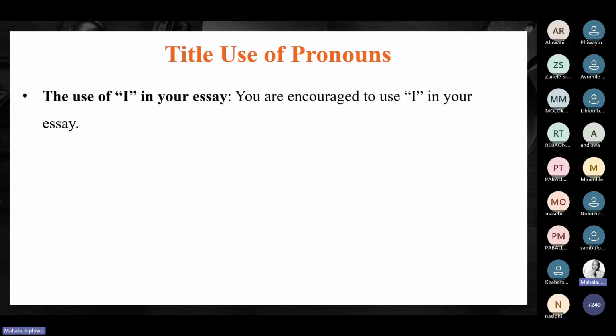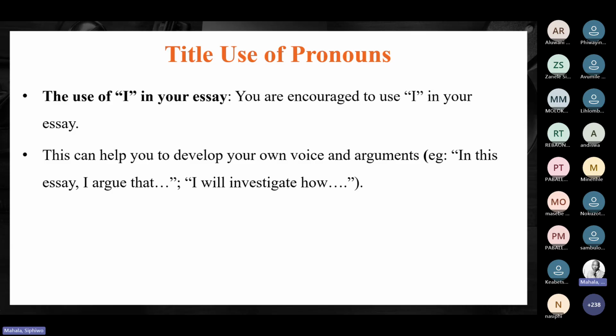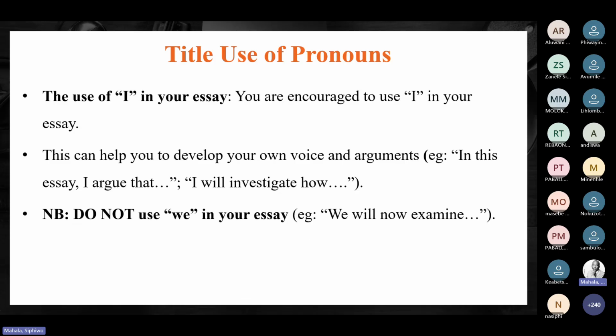And one thing you have to unlearn from your high school days is the practice of saying we when you write. You are writing alone, so please use the pronoun I. All right. So in your essay, for instance, you can say, in this essay, I argue that blah, blah, blah. I will investigate how blah, blah, blah. So this is the kind of pronoun you have to use. Do not use we, all right? Use I.